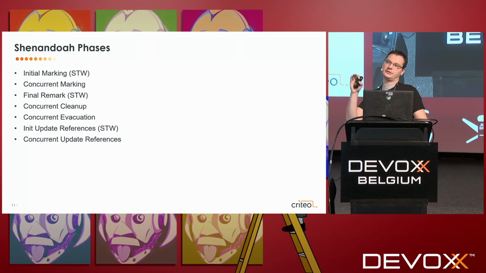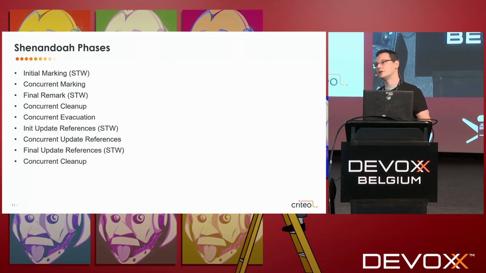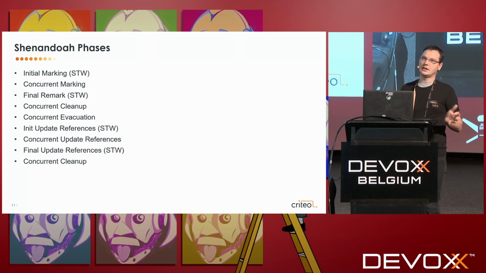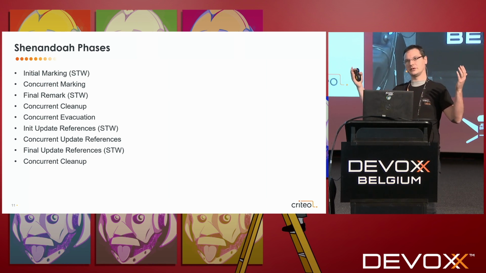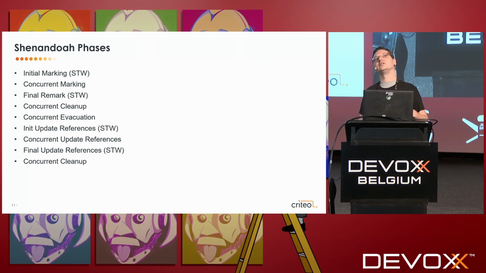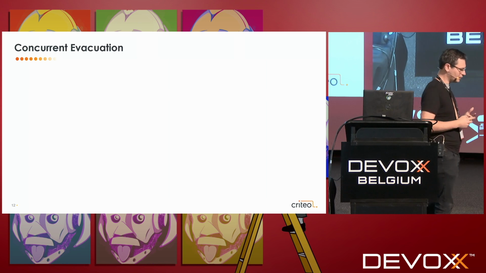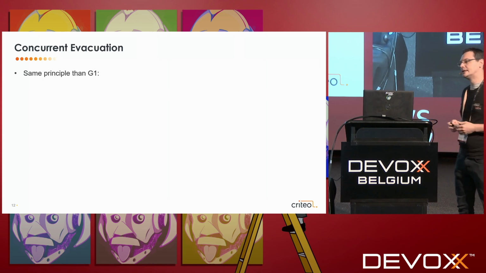So there is a phase with stop the world, and then the phase concurrently, and a sync up at the end. And then again, a cleanup phase where, once all the references were updated, we can reclaim those regions to do some new allocation in it. So let's focus on the concurrent evacuation.